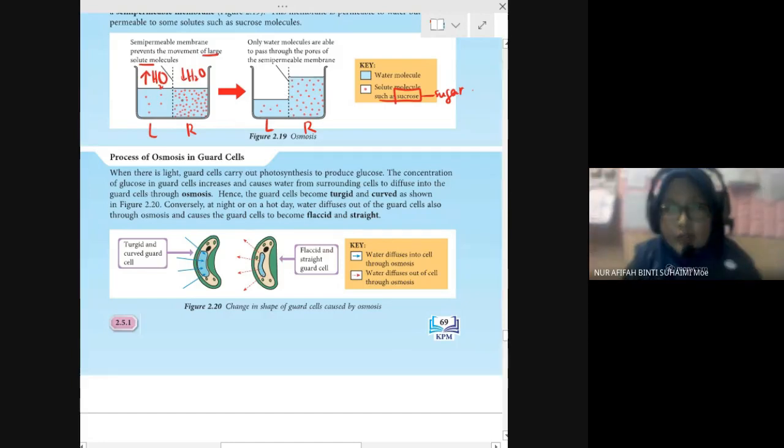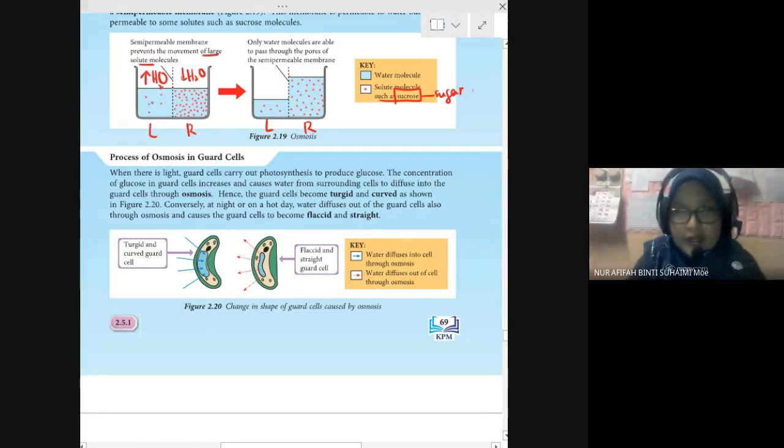Okay, and then this one. Osmosis occurs when there is a different concentration in two regions. So when the right region has a low concentration of water, automatically the higher concentration of water at the left will move to the right. That's why we see here the level of water increases. So it means that the concentration of water becomes the same. Dia punya concentration become same.